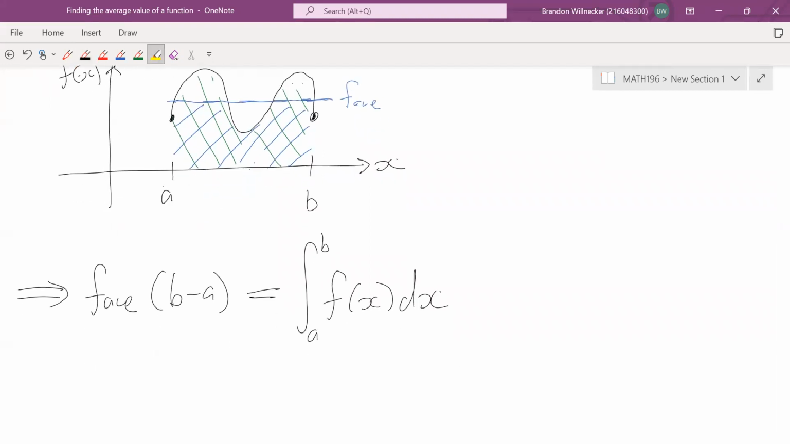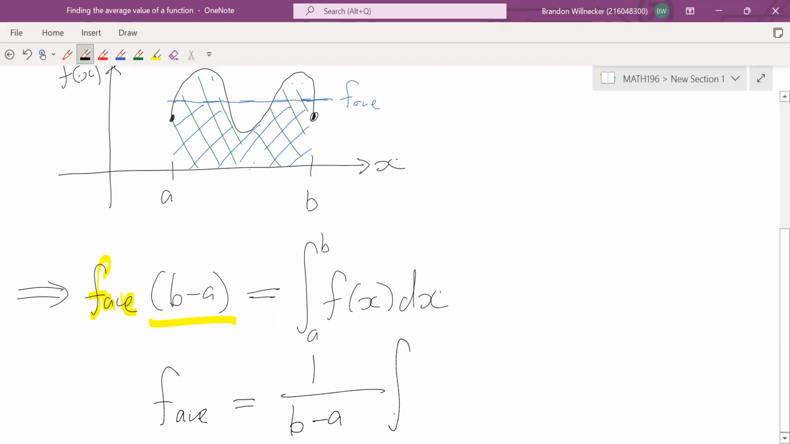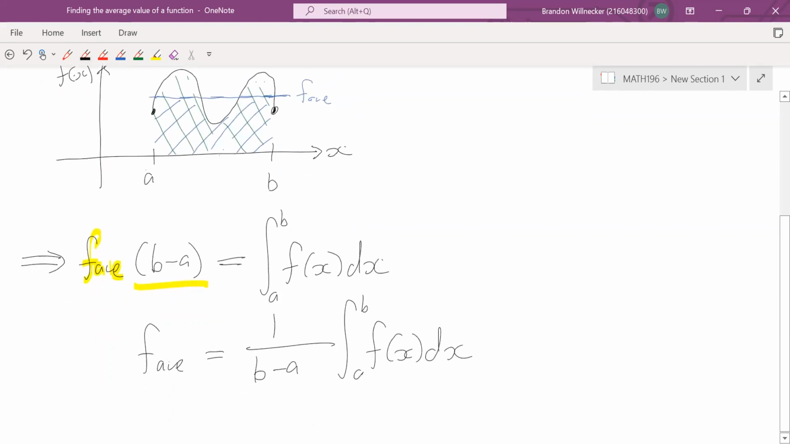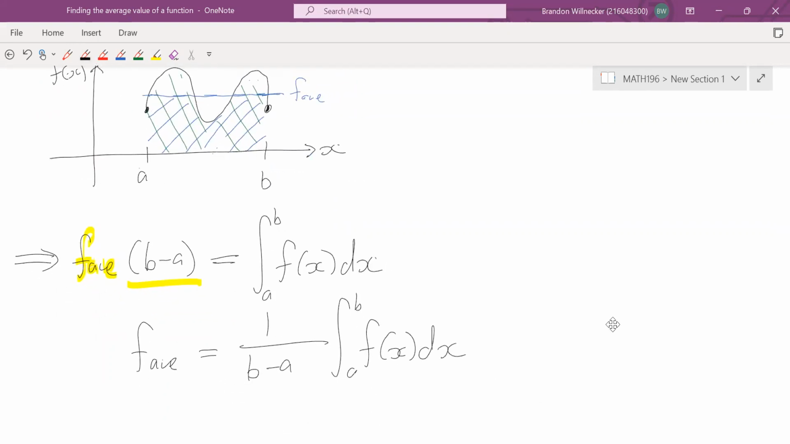Okay, but we still want to find this f average. So we divide by b minus a. So we get f average is equal to 1 over b minus a, the integral from a to b of f of x dx. And this gives us the formula for the average value of the function.